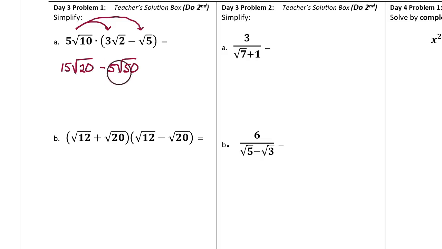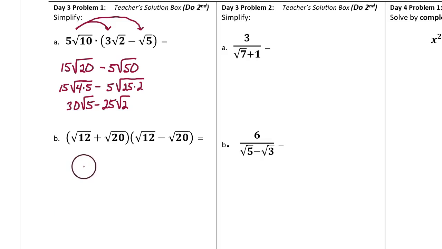Now let's do some simplifying in those radicals. Think of the square root of 20 as the square root of 4 times 5. And think of the square root of 50 as the square root of 25 times 2. The square root of 4 is 2, which gets multiplied to 15, making 30 square root of 5. Over here, the square root of 25 makes 5, which gets multiplied to this 5, making 25 square root of 2.